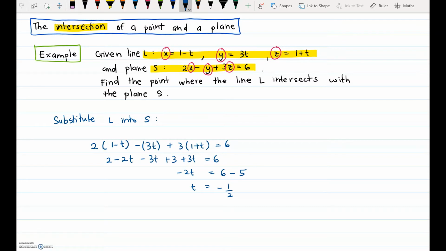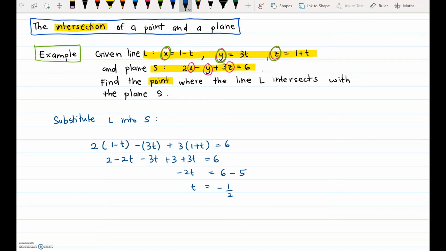Remember here your aim is to find the intersection point. That means your answer must be in the form of x, y, z, a point with x, y, z. So what we will do now is substitute the value of t that you got into your x, y and z. Where are the x, y and z? This one. This is your x, y and z.